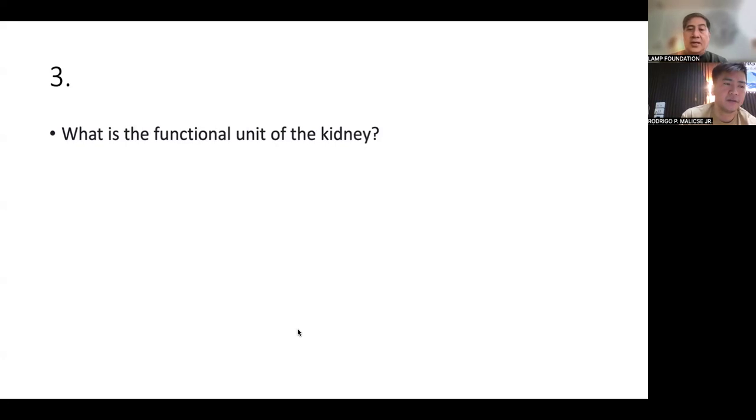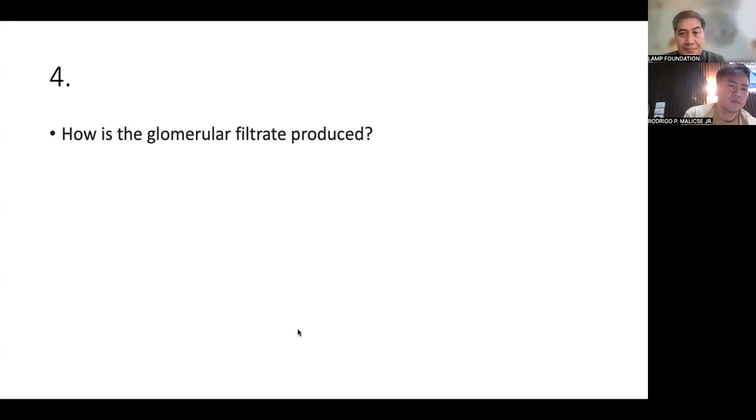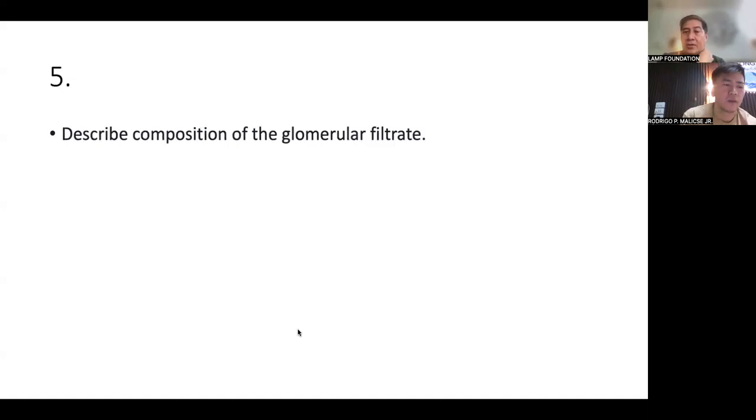What is the functional unit of the kidney? The functional unit of the kidney is the nephron; there are 1 to 1.5 million nephron units in each kidney. How is the glomerular filtrate produced? The blood pressure within the glomerulus forces fluids and solutes from the blood into the glomerular capsule, about 180 liters per day. Describe the composition of the glomerular filtrate. It is similar to plasma except it has less protein.